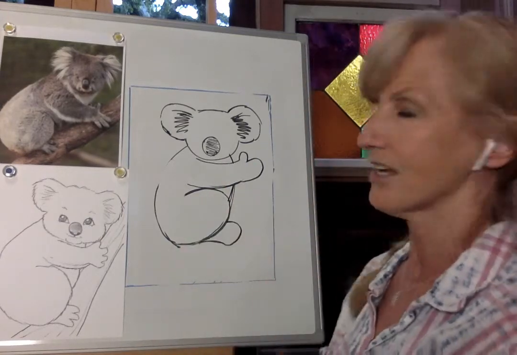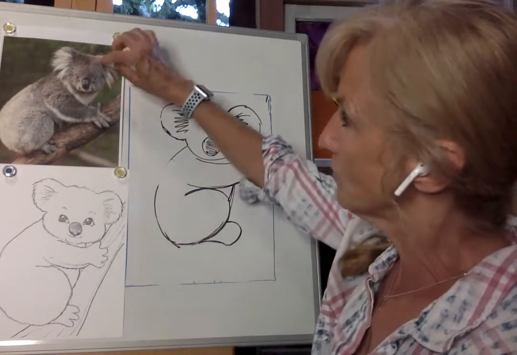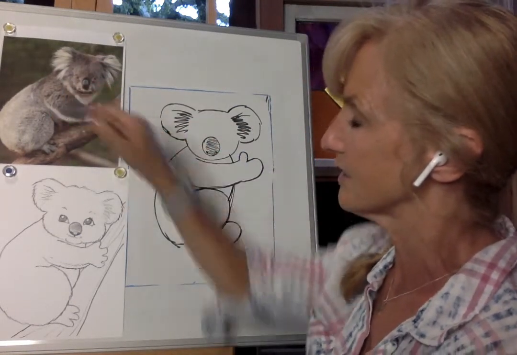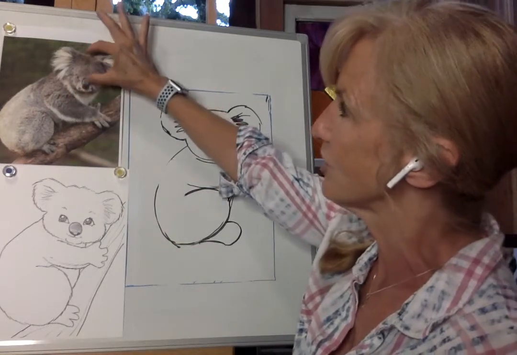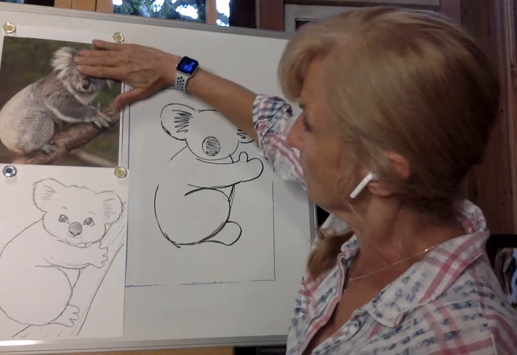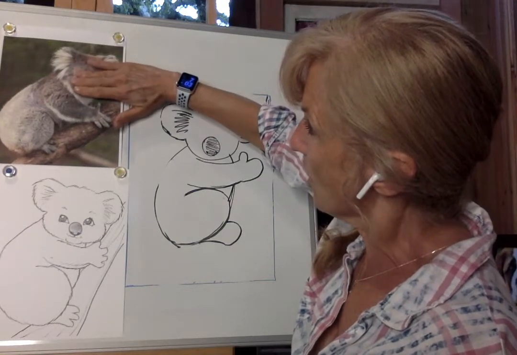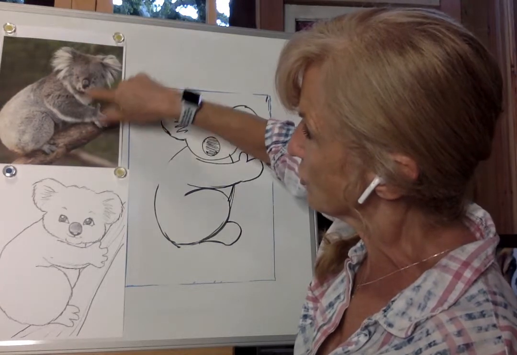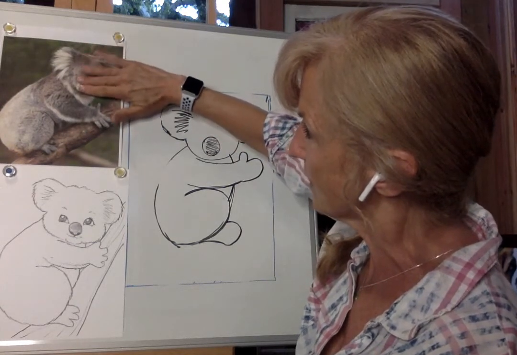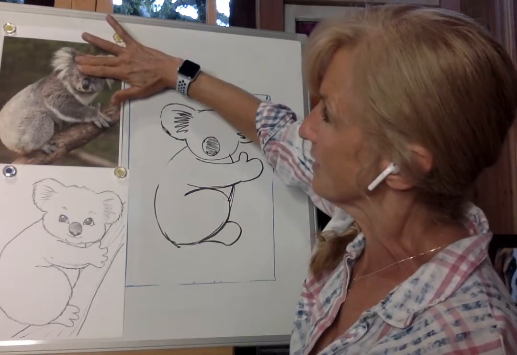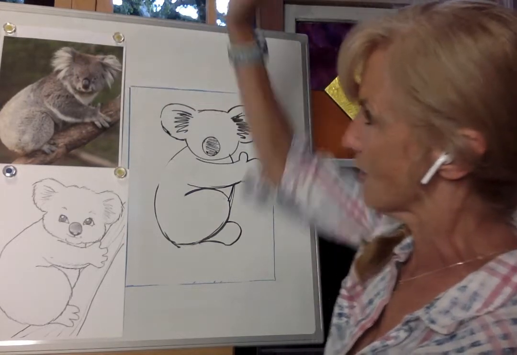All right, let's check out where his eyes are. You'll notice his eyes are very low on his face. He has a huge forehead. Look at how big his forehead is. So his forehead is almost the same size as the bottom of his chin to his eyes. So his eyes are about 2.5 fingers wide here. And above here, see, they're about 2.5 fingers wide to the top of his head.